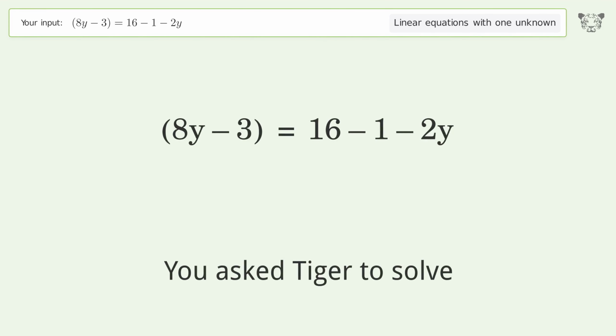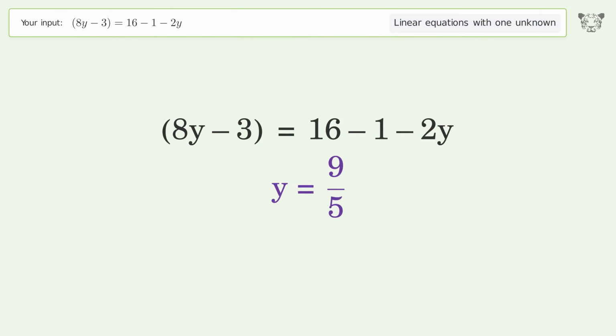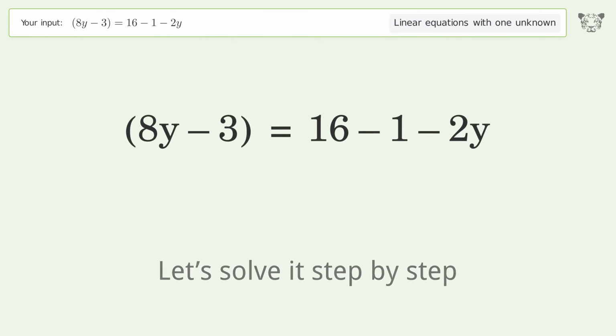You ask Tiger to solve. This deals with linear equations with one unknown. The final result is y equals 9/5. Let's solve it step by step.